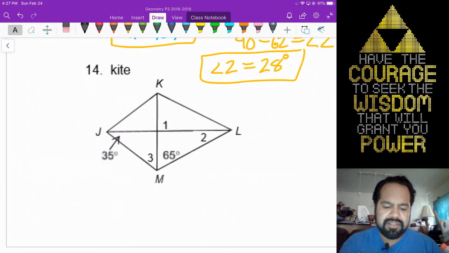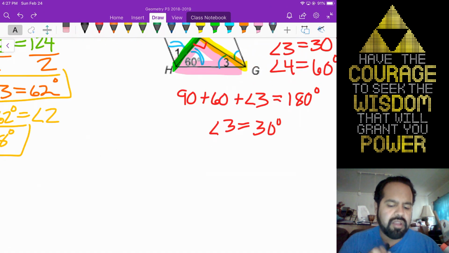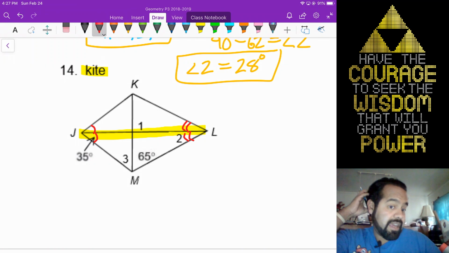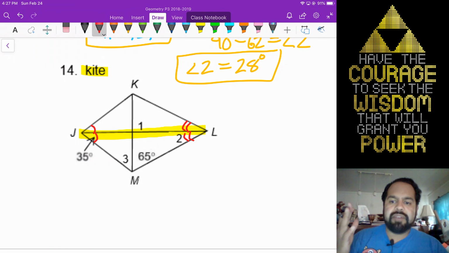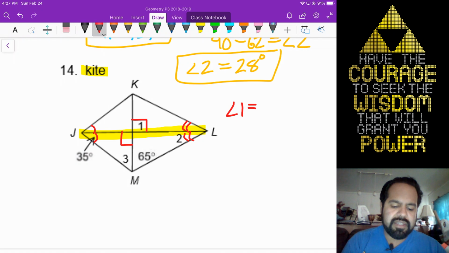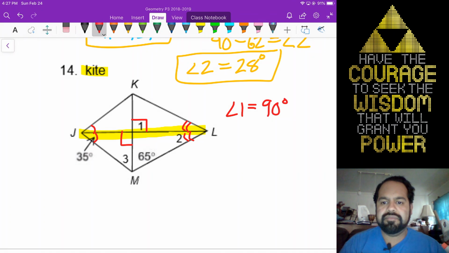So in a kite, the diagonals don't all bisect each other, just the long diagonal does. So what's going to happen is that this diagonal is going to cut these into equal pieces, and then these angles will be different measures. Now we've got a couple of triangles to work with, but we also have again that the diagonals form right angles. So right away, angle 1 equals 90 degrees.